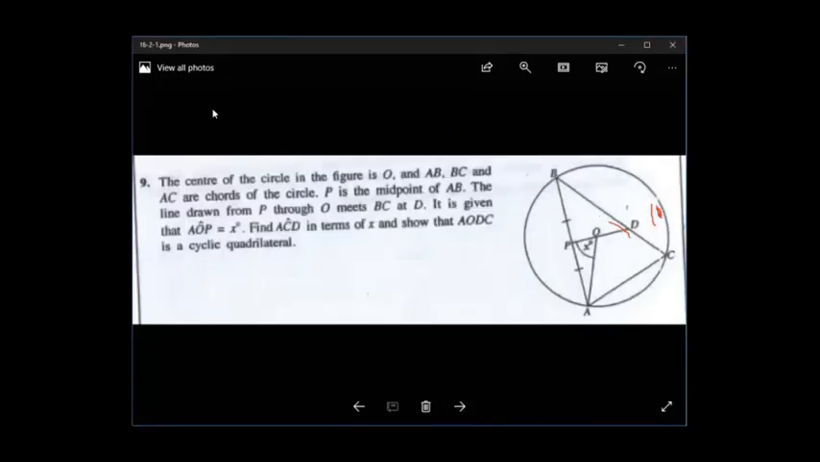This is an essay question from the 2016 paper. I'll leave it to you to try first, then we can discuss. If you are done, you can send me the value of ACD in terms of x. No need to show me how you do the proving that AODC is a cyclic quadrilateral.